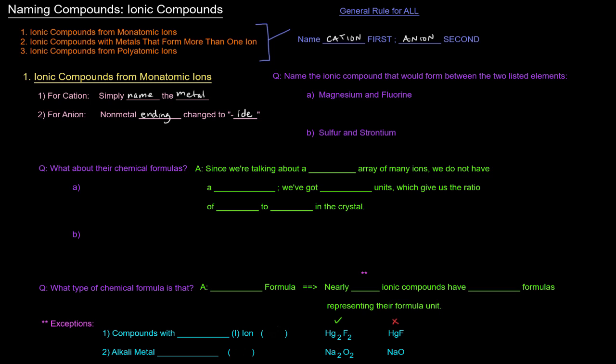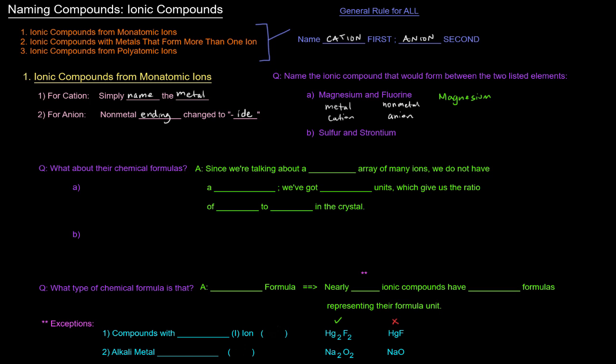Okay, so let's do a couple examples here. Name the ionic compound that would form between the two listed elements, magnesium and fluorine. Well, magnesium would be the metal, and therefore it would be the cation. And fluorine is the nonmetal, and therefore it would be the anion. So for the cation, I would just name the metal. That would be magnesium. The name would be magnesium something.